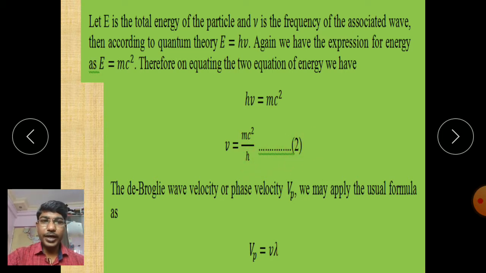Now the de Broglie's wave velocity or phase velocity Vp. We apply the usual, well known formula V is equal to n lambda. Here suffix p means phase velocity. In place of n, here I have written nu, where nu is the frequency. So Vp is equal to nu lambda.